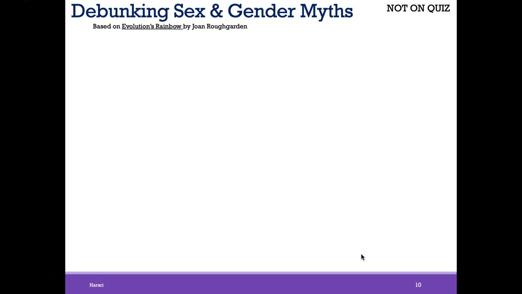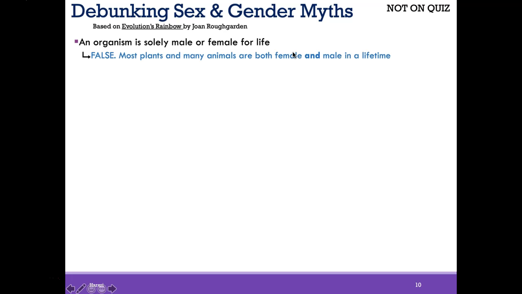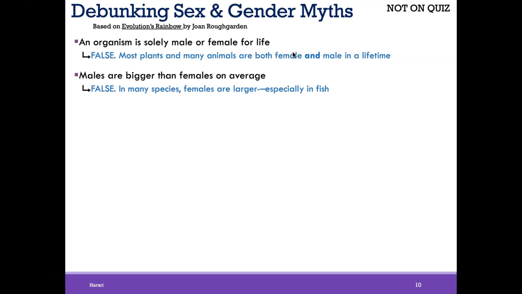Very briefly, I want you to look at these myths based on this book I really like called Evolution's Rainbow. True or false, an organism is solely male or female for life. That is false. Many plants and many animals are both male and female in a lifetime, and some can actually switch. Males are bigger than females on average. That is also false, right? Especially in fish, the females are larger.